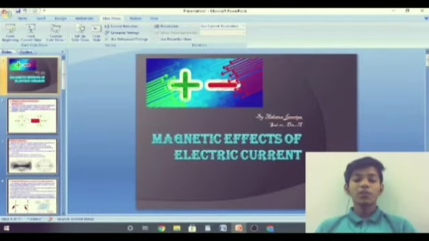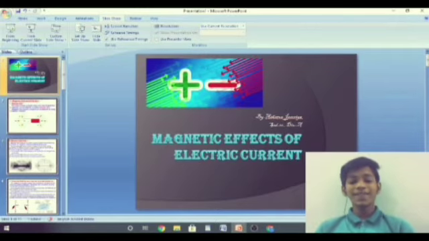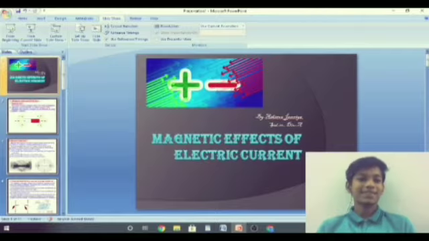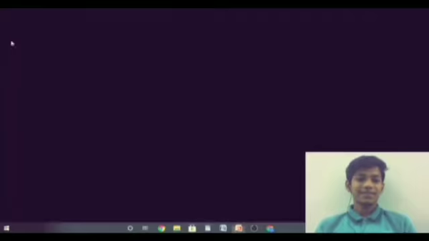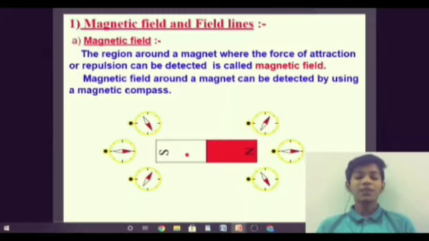Today we are going to study a very interesting chapter, that is magnetic fields of electric current. So let's start. Here comes our first point, that is magnetic field and field lines.